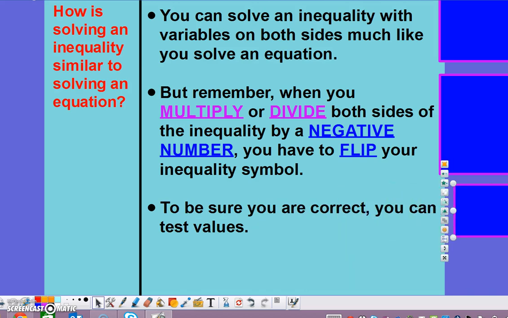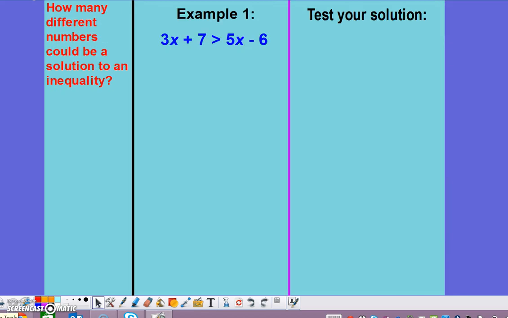And then finally, be sure you are correct. To be sure you are correct, you can check your test. You can test your values through substitution. So how many different numbers could be the solution to an inequality? We'll figure that out. We have to first solve the inequality.